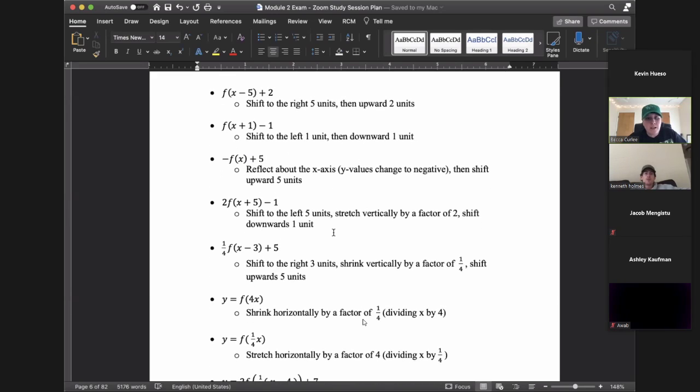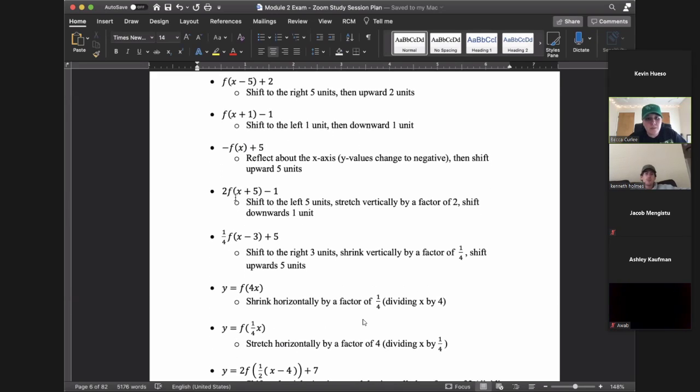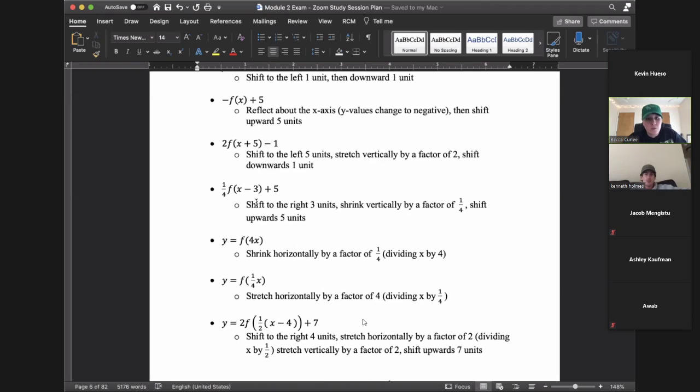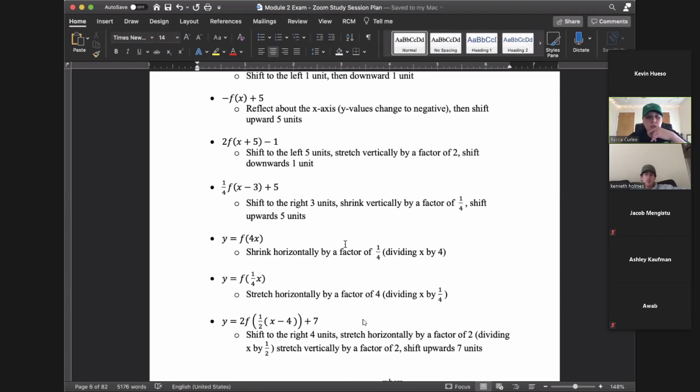2f(x + 5) - 1 means shift to the left 5 units. We're doing that one first. Stretch vertically by a factor of 2, and then shift downwards 1 unit. So (1/4)f(x - 3) + 5 means shifting to the right 3 units, shrinking vertically by a factor of 1/4, and shifting upwards 5 units.